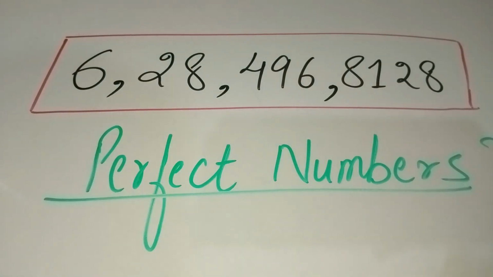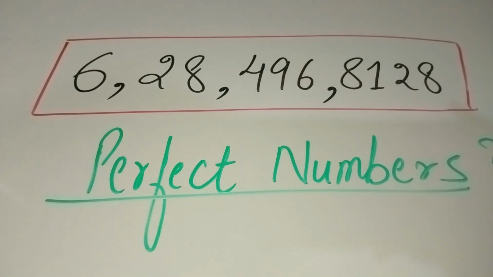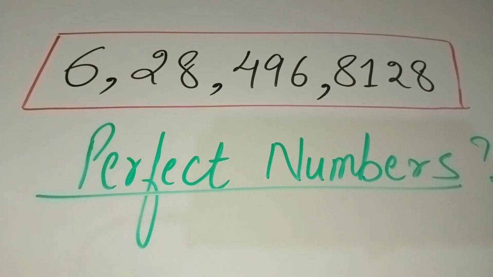Now, what are perfect numbers? Perfect numbers are those numbers which are equal to the sum of their proper factors. For example, let me take an example of number 6.